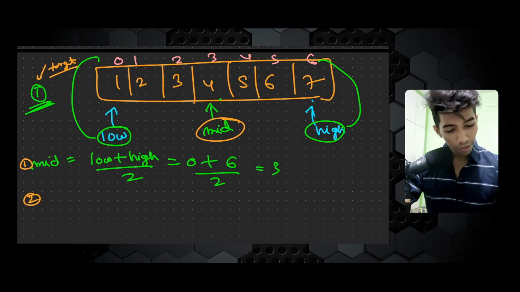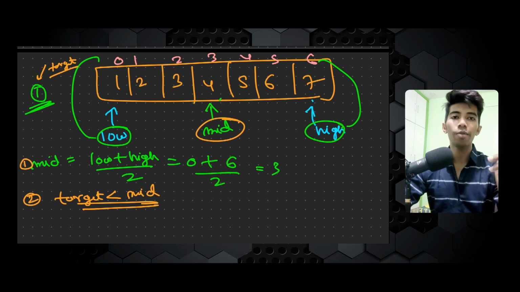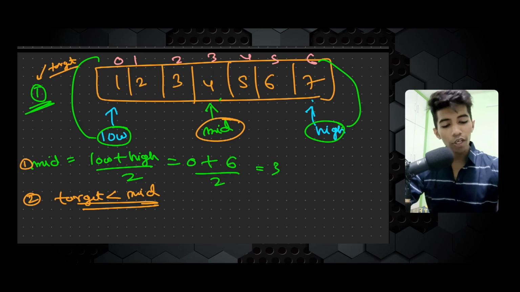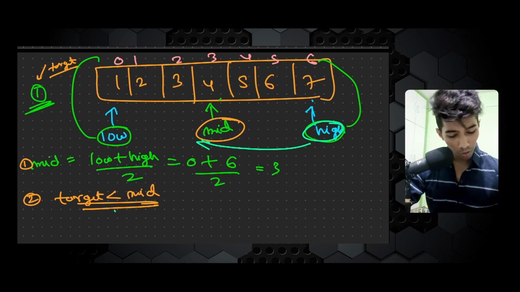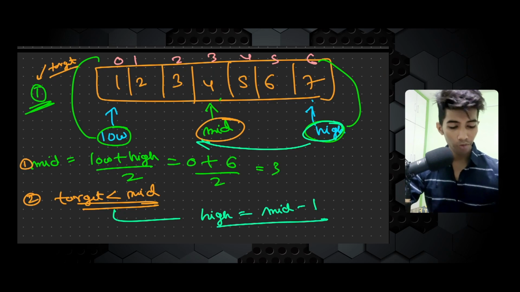Again what will I be doing? I will be comparing with the target. Here you will notice that my target is lesser than mid. If my target is lesser than mid, whereas in the previous case my target was greater than mid, then in this particular case, instead of shifting the low, I will be shifting the high, and my high will be changed to mid minus 1. So my high will move here.